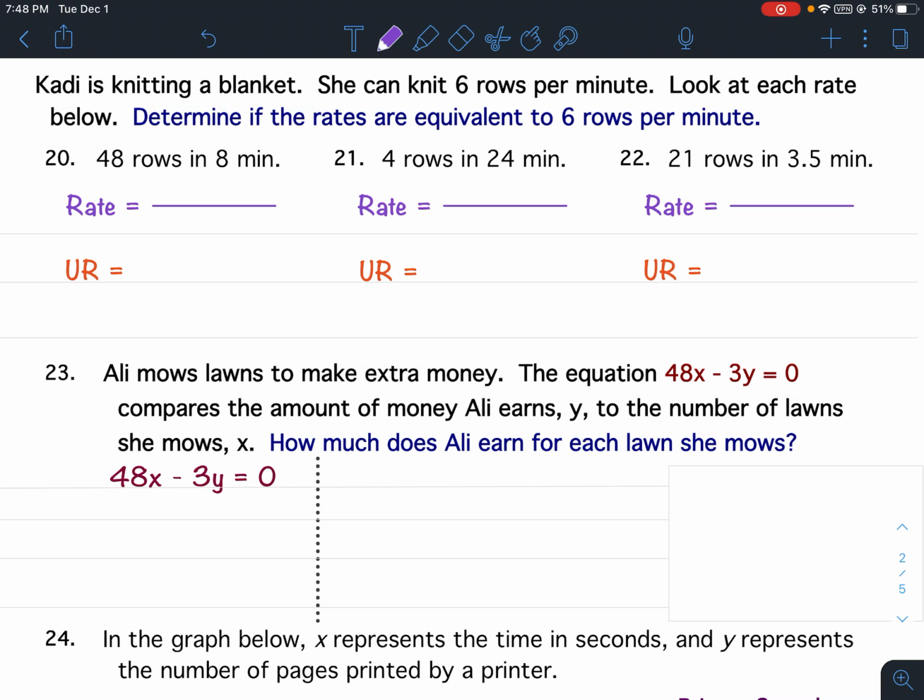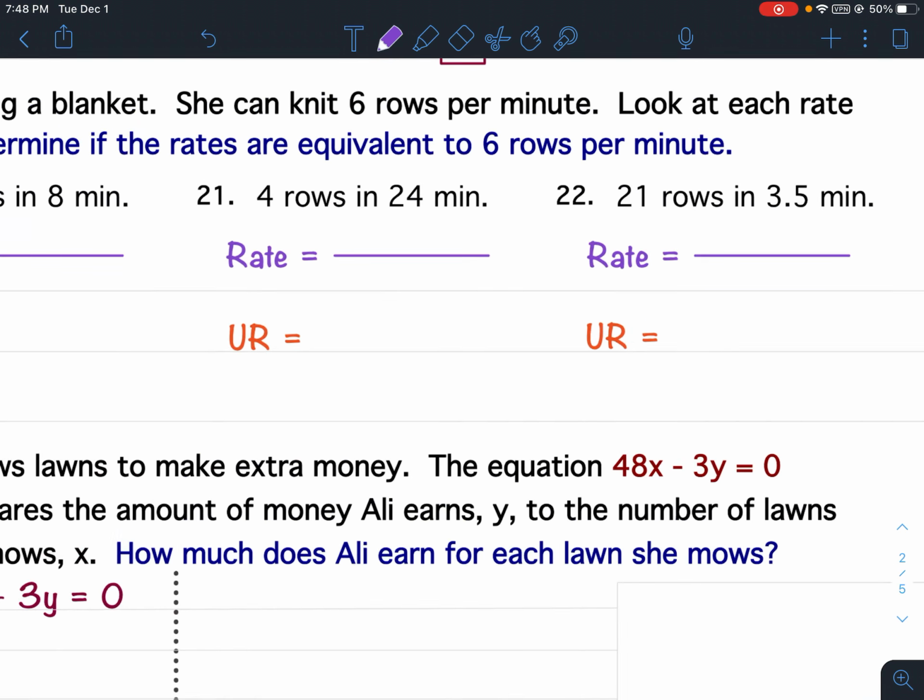Proportional Relationships Worksheet, Questions 20 through 22. Katie is knitting a blanket. She can knit 6 rows per minute, so her unit rate is 6 rows per minute. Look at each rate below. Determine if the rates are equivalent to the 6 rows per minute.